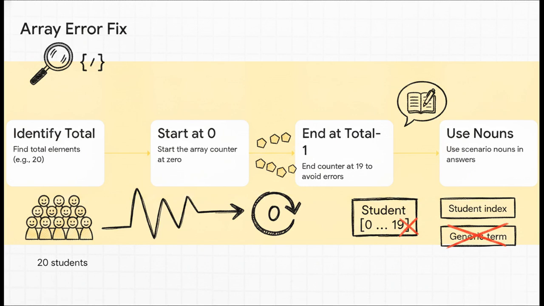Step 2, you must start the array counter at 0. Step 3, you end the counter at 19. That gives us student 0 through 19 to avoid any boundary data errors. And step 4, always use the specific scenario nouns provided in your prompt. Write student index rather than just some generic term.